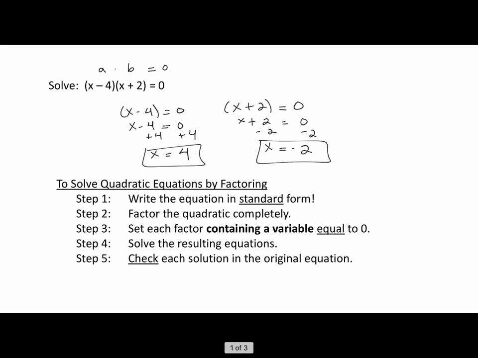So in general, if we want to solve quadratic equations by the factoring method, we first need to write the equation in standard form. What that means is that you get 0 on one side. Then you want to completely factor the other side, the quadratic expression part. And then you can set each of those factors equal to 0 by the zero product property. Solve the resulting equations and then check to make sure that those solutions are true in your original equation.